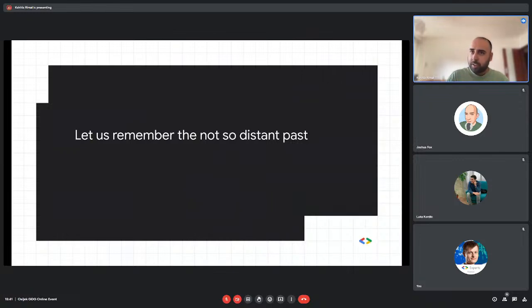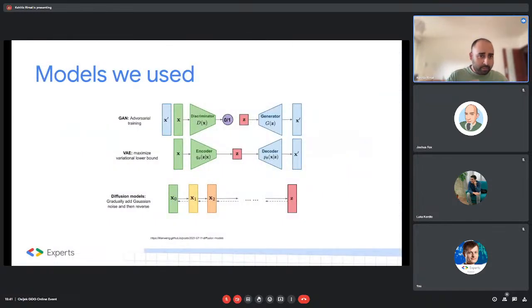So before talking about future or present, let's remind ourselves of the past. And this is not so distant a past, like 3 or 4 years ago, how we used to generate images. Earlier in the generative deep learning space, there were two particularly powerful and important models that played a crucial role in image generation. One is the VAE, variational autoencoder, or autoencoder in general, and another is the GAN, which you might have heard a lot of times in the past.